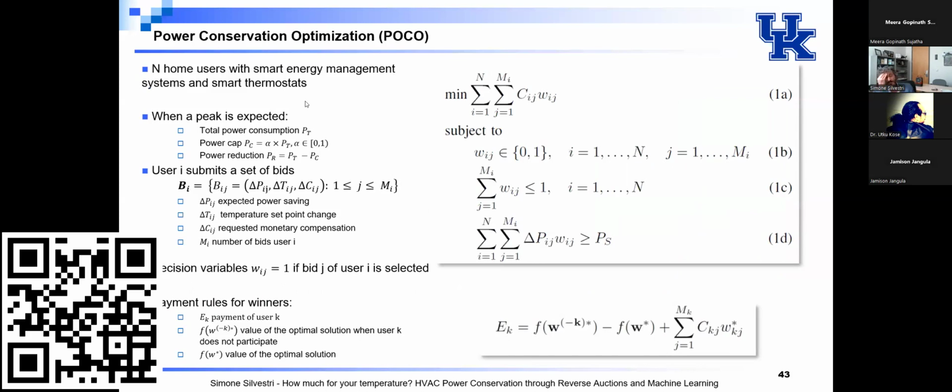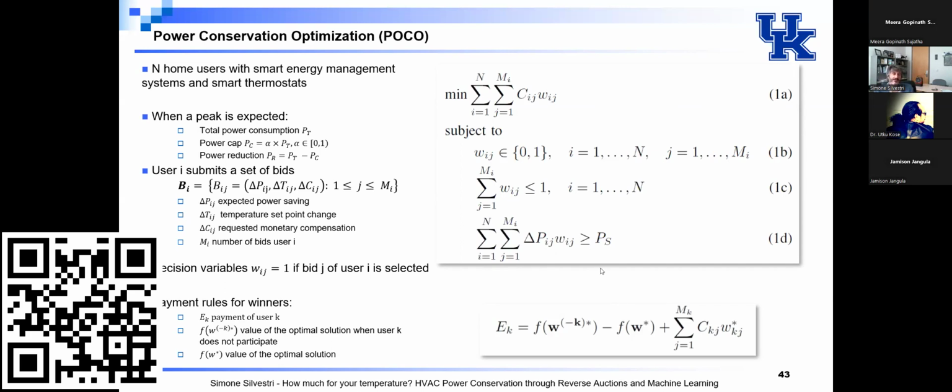In order to select who the winners are, we formalize an optimization problem in which we try to reduce the cost for the utility company by selecting the best bids. So it is a trade-off between the bids that provide the most energy saving and are not too expensive, in order to make sure that the target reduction, which we call PS, is actually met. Then, given the set of winners, we have a payment rule that tells you how much you need to pay each user with respect to what their bid was.